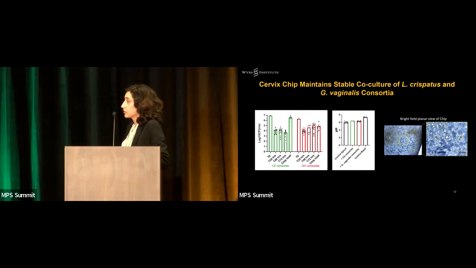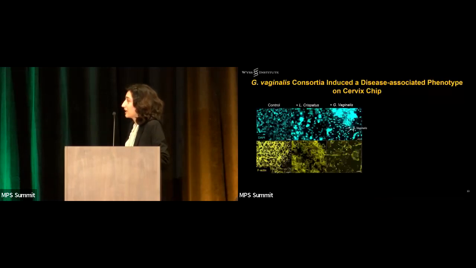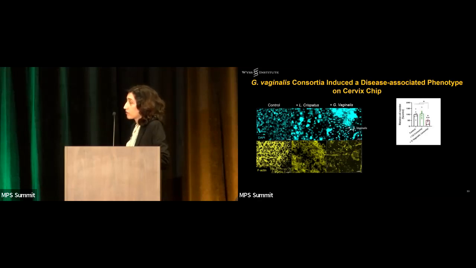And on the right here, you see a representative bright field image of the cervix chip. It's hard to see here, but I hope you can trust me that there are Lactobacillus crispatus colonized on the epithelium. Here is just the immunofluorescent staining of the epithelium that you see with the presence of the G. vaginalis. The integrity of the epithelium is completely destroyed. And the lower number of mammalian cells is also observed on the chip.